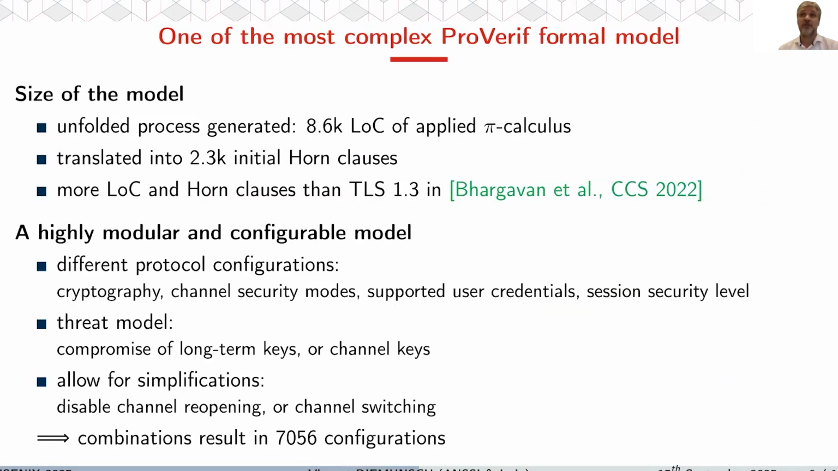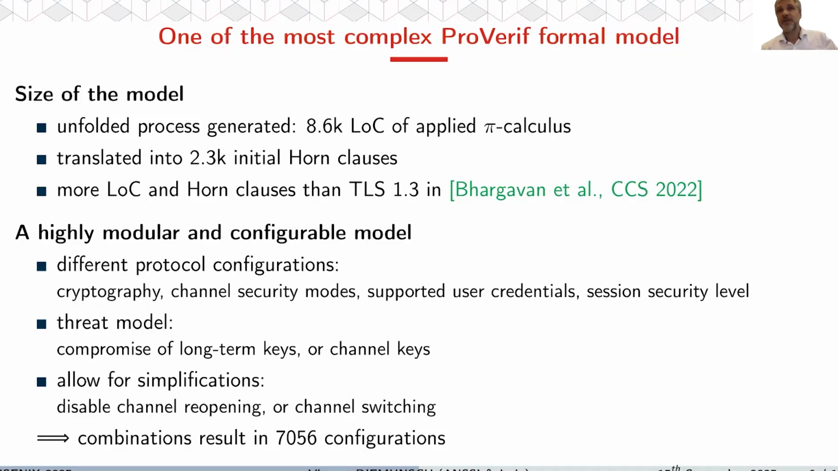It was one of the most complex ProVerif formal models ever studied. Firstly, the size of the model, when regarding the unfolded process generated by the solver after parsing, is 8,600 lines of code in applied pi calculus. Secondly, about 2,300 initial Horn clauses are generated at the start of the resolution. These figures are higher than, for instance, those of the model of TLS 1.3 presented in the article of Bhargavan et al. at CCS 2022.